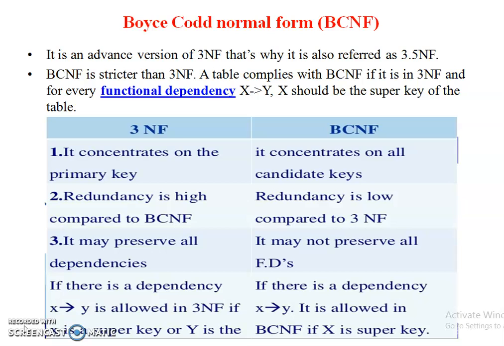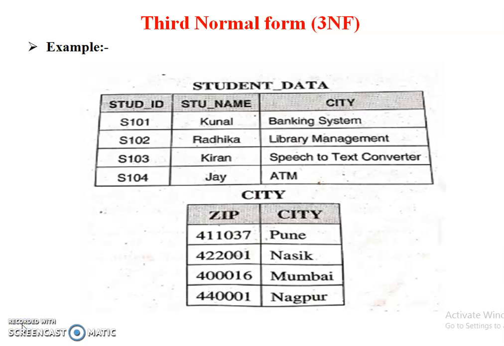Now see in this example, in the database design, student ID is a super key in the relation of student data and zip is the super key in the relation of city. So student ID determines student name and city, and zip determines city, which confirms that both the relations are in BCNF. It means Boyce-Codd normal form.